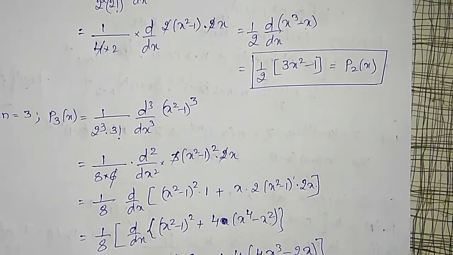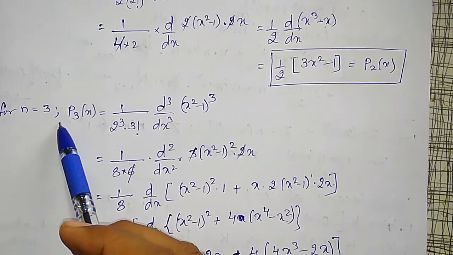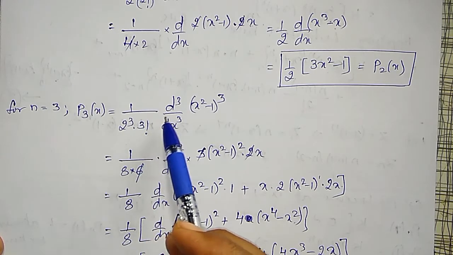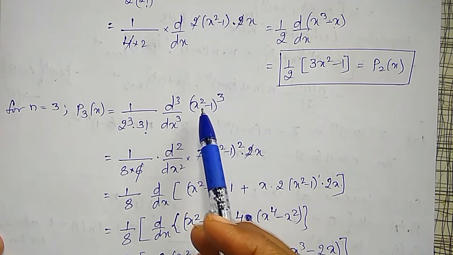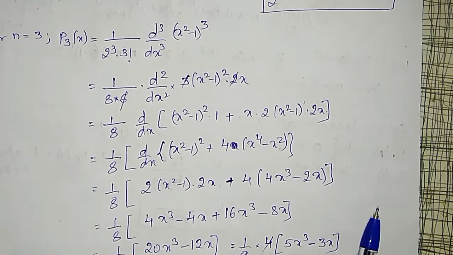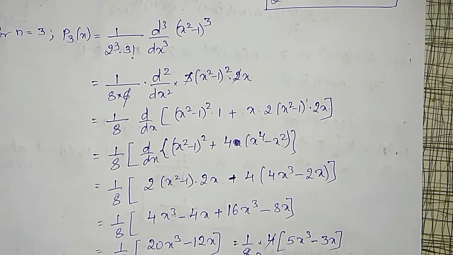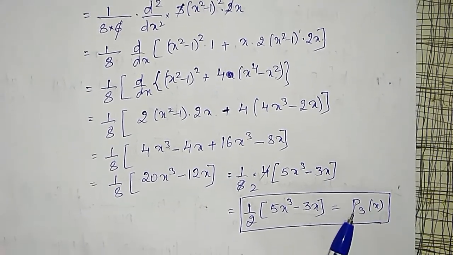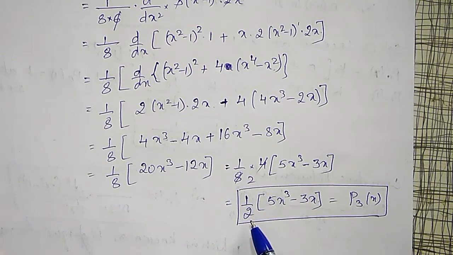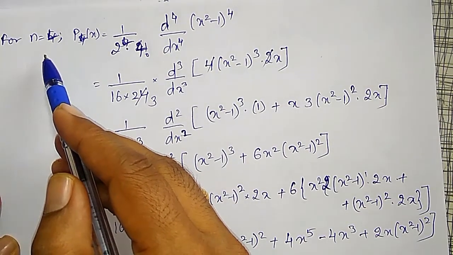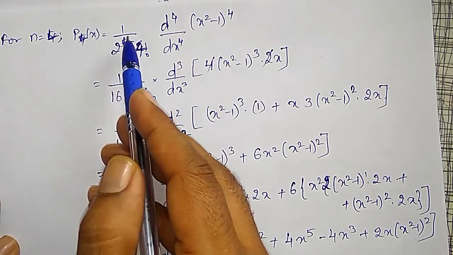Like that, P3 of x, n equal to 3. For n equal to 3, P3 of x is 1 by 2 raised to 3, 3 factorial, the third derivative of (x square minus 1) raised to 3. All these derivations I have done. Please pause the video, and if any step is not understood, please comment so that I can explain it. Okay, the final answer I am giving here: P3 of x is nothing but 1 by 2 into (5x cube minus 3x).